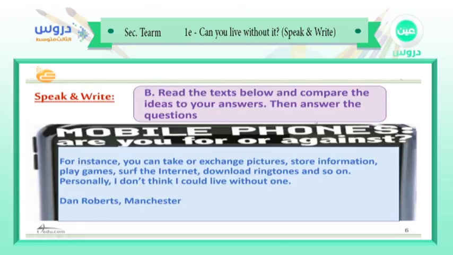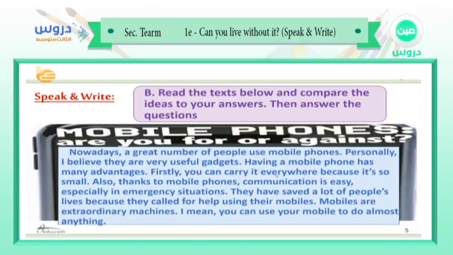Now, listen carefully and then we are going to complete. For instance, you can take or exchange pictures, store information, play games, surf the internet, download ringtones, and so on. Personally, I don't think I could live without one. Dan Roberts, Manchester.